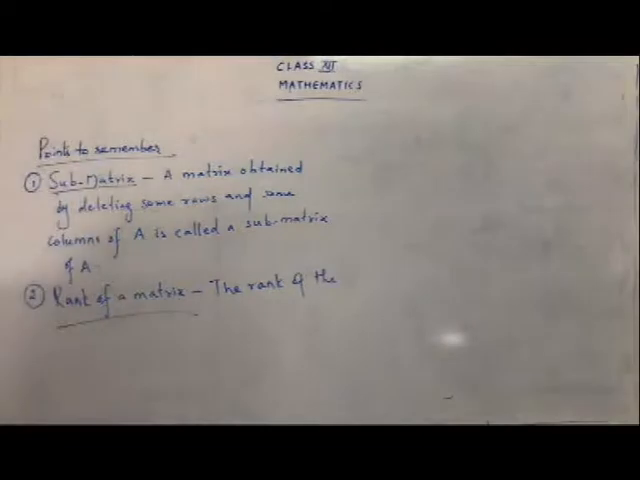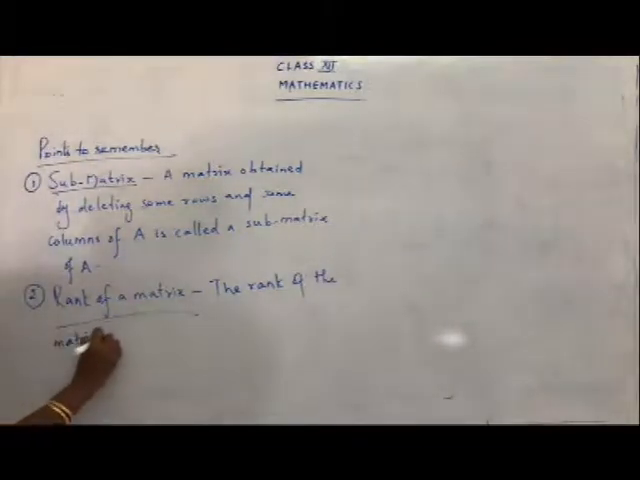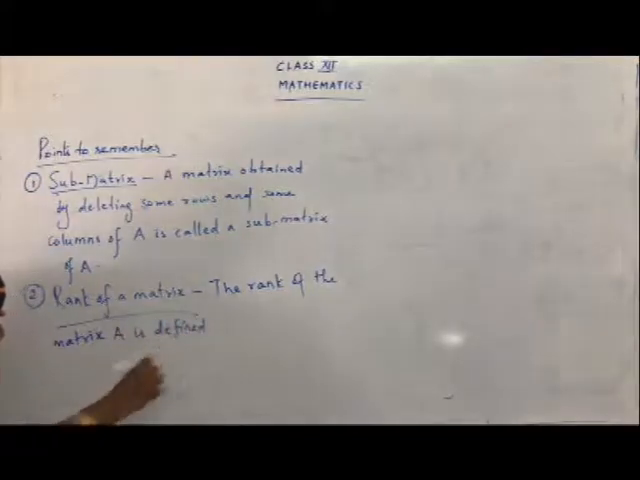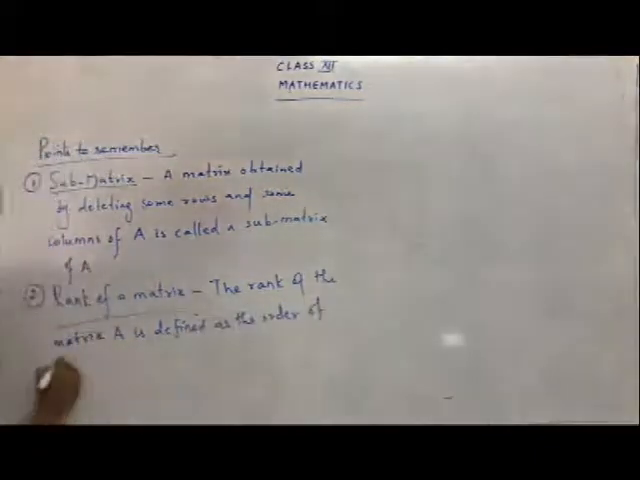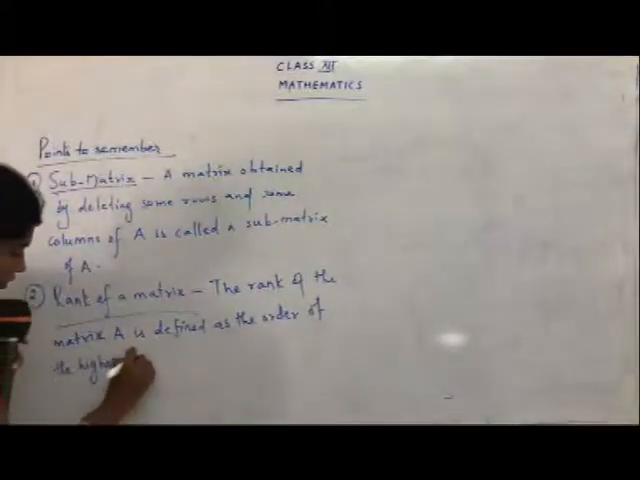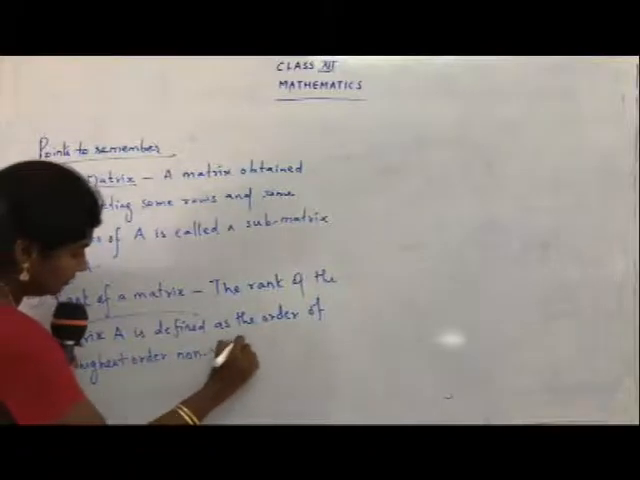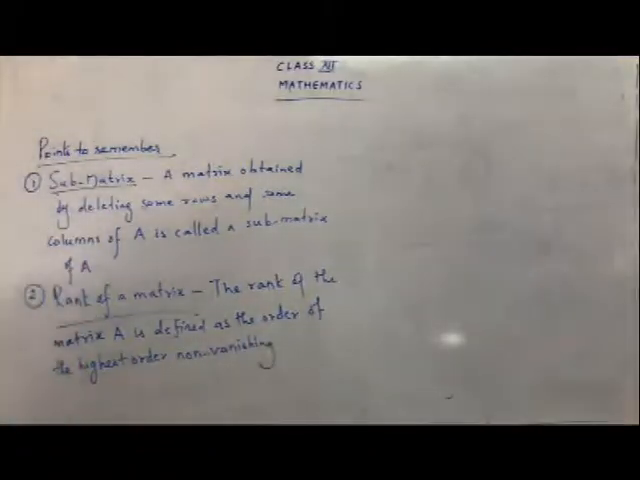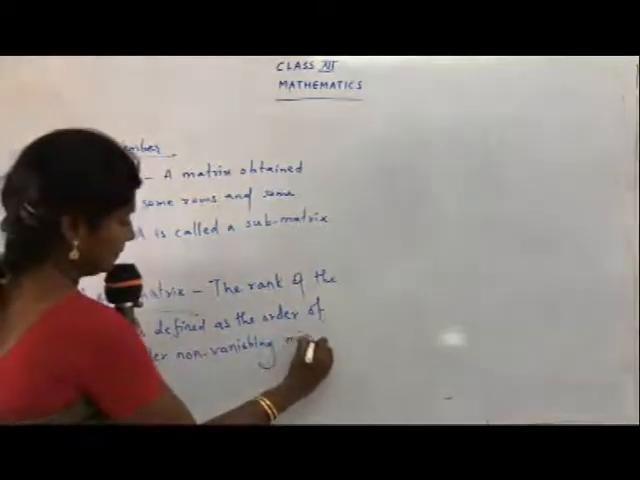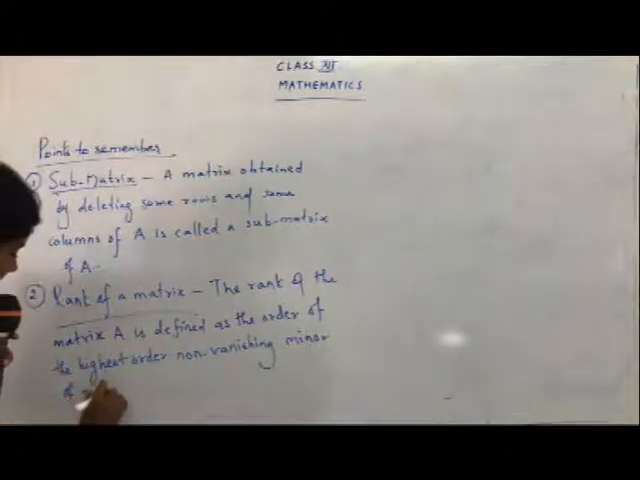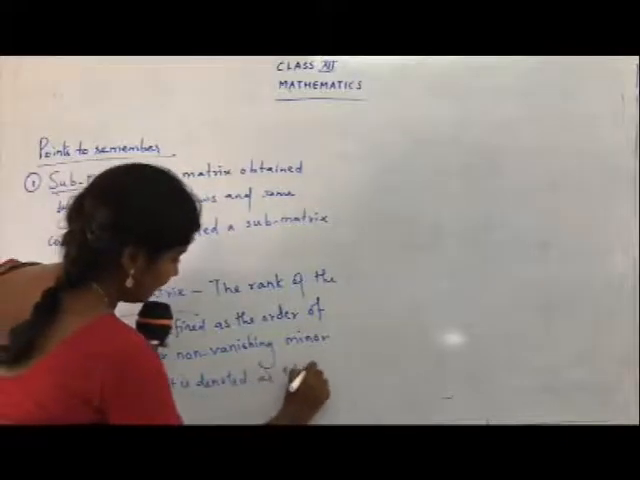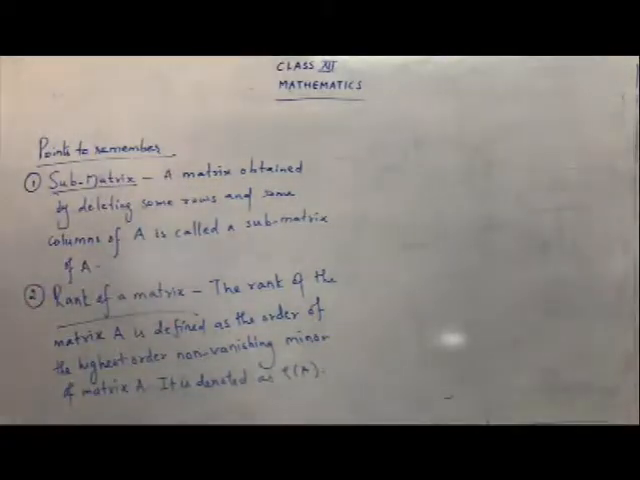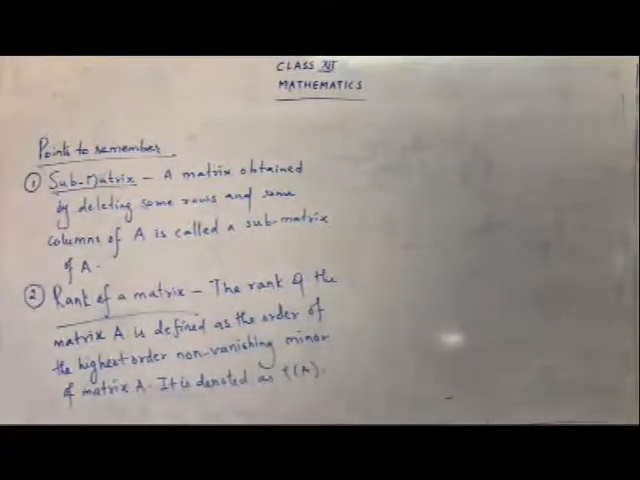The rank of the matrix A is defined as the order of the highest order non-vanishing minor of matrix A. It is denoted as rho A, or as given in the textbook, it is denoted by the symbol rho of A, one and the same.